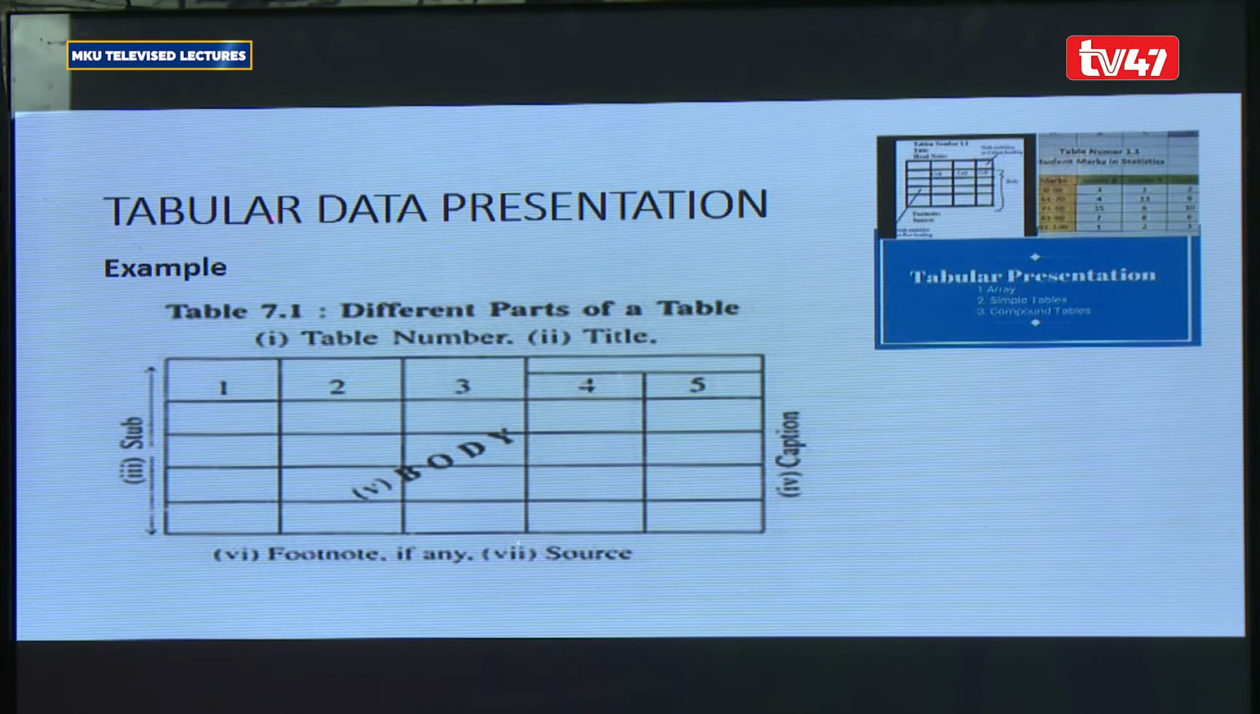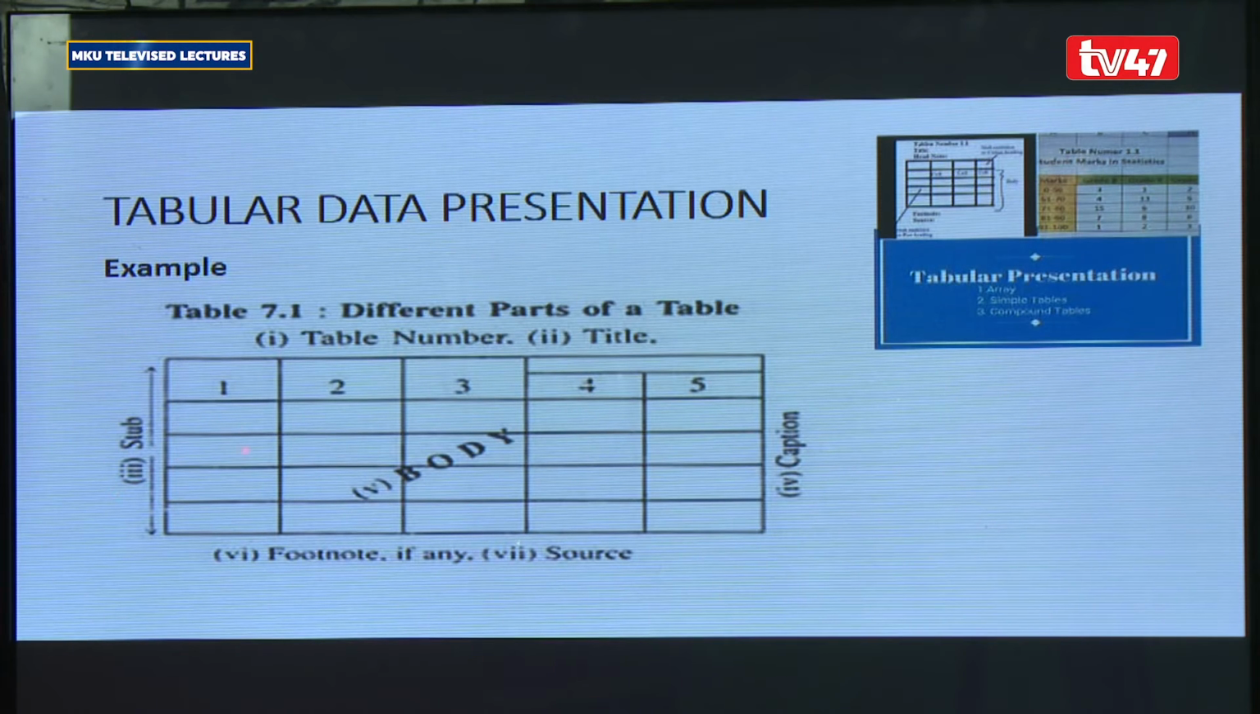So what are the components of a table that are critical in tabular data presentation? The first one is the numbering of the table, which is normally found at the top. This table has the number 7.1. That is the numbering of the table. Then we have the name of that table. We have to mention what type of data is being presented in that table. That is the name of the table.